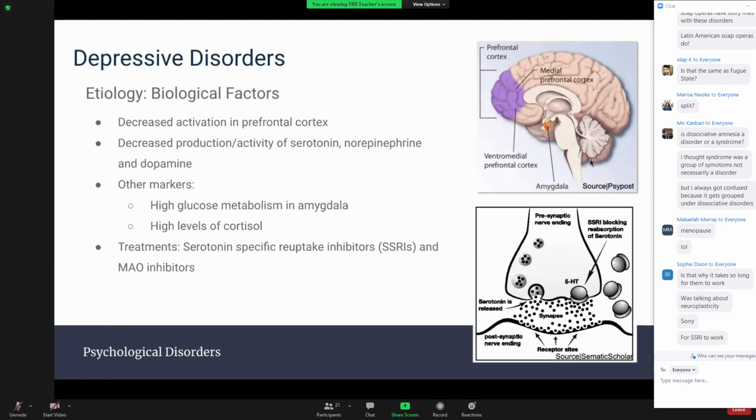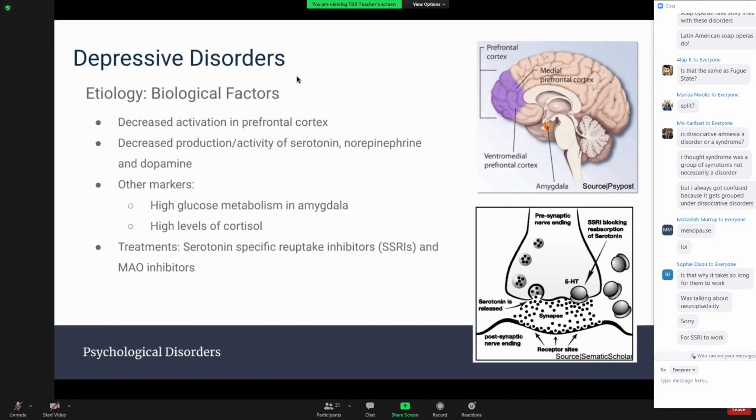Other markers that you can find in depressive disorders are high glucose in the amygdala. In the amygdala, you should be thinking about this is the sort of stress center of the limbic system. So if there's high glucose metabolism, if the passage says that, that means that probably something is being activated. And the place that you're activating is the stress place. So it goes in line that depressive disorders might be playing a role in that example. And there's also a high level of cortisol, which hopefully you know that cortisol is the stress hormone of our body. Not neurotransmitter, but hormone.